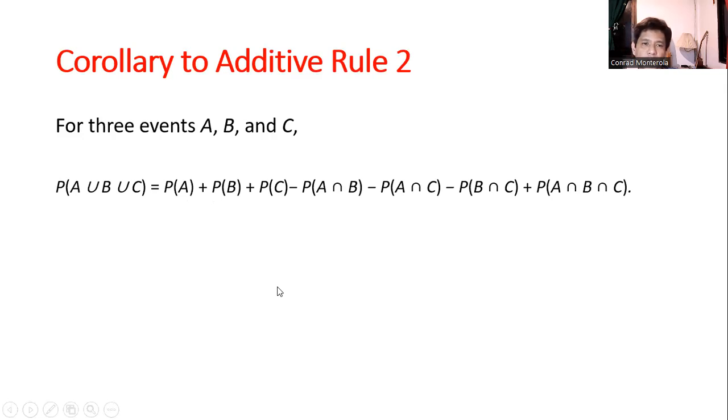And also, for example, if we have 3 events, A, B, and C, the probability of A union B union C is equal to the probability of A plus the probability of B plus the probability of C. Then we subtract the three intersections: minus the probability of A intersection B, minus the probability of A intersection C, minus the probability of B intersection C. However, we subtracted the probability of A intersection B intersection C twice, so we add one probability of A intersection B intersection C. Okay, let's tackle some examples.